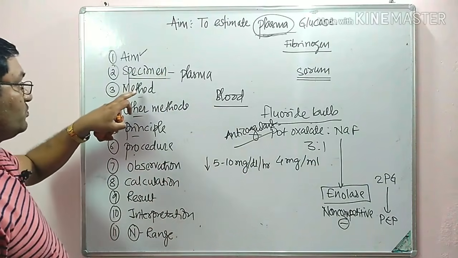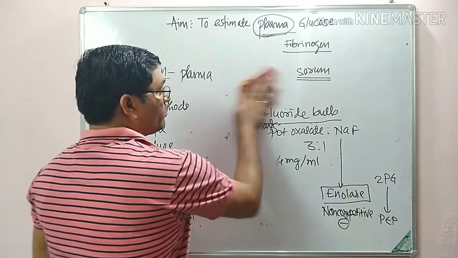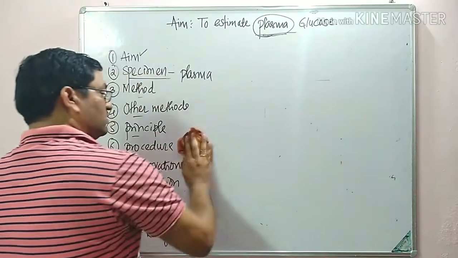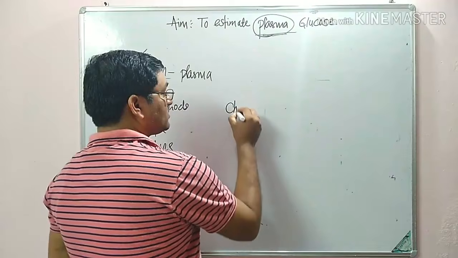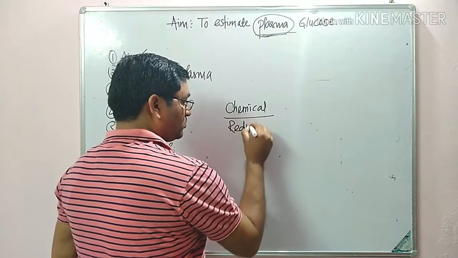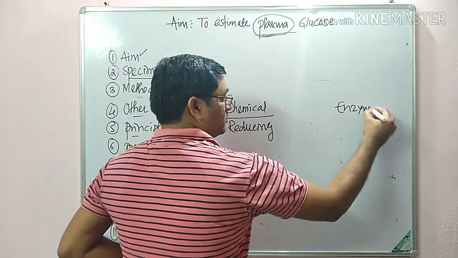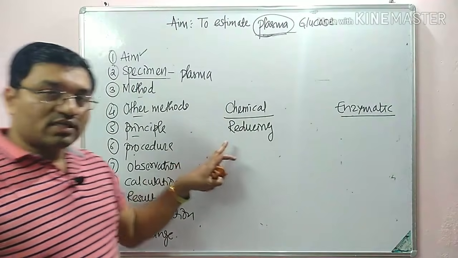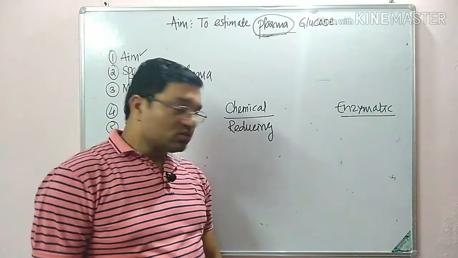Now coming to the method. There are two main types of methods available for estimation of plasma glucose. The first one is the methods which are based on reducing property, that are known as chemical methods. They are based on reducing properties. And another one is enzymatic methods. Now these chemical methods are largely replaced by the enzymatic methods. Still they are in use in some UG laboratories.